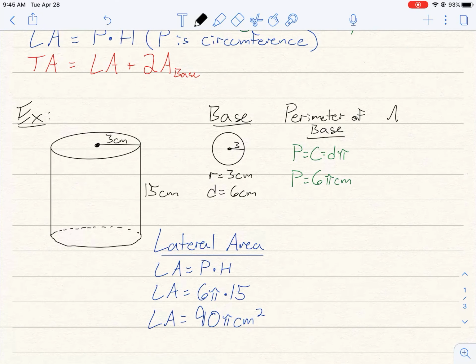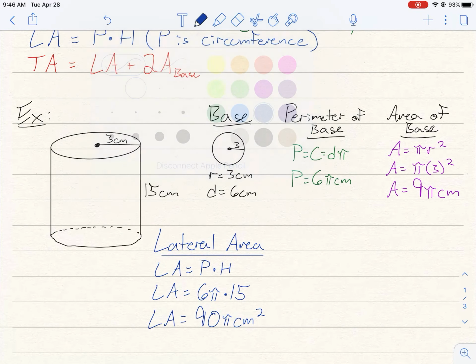Now, to figure out total area, I need to come back and figure out the area of the base. To do the area of a base, it's just the area of a circle. So area is equal to pi r squared. So my area is pi times 3 squared, which is 9 pi centimeters squared. Now that's enough to go off of to determine my total area.